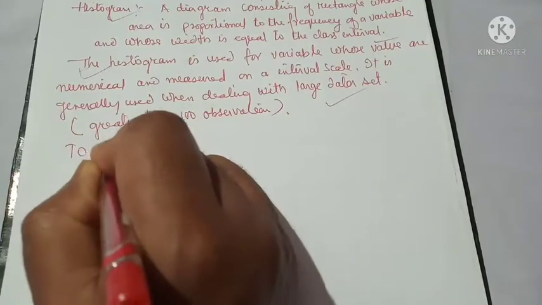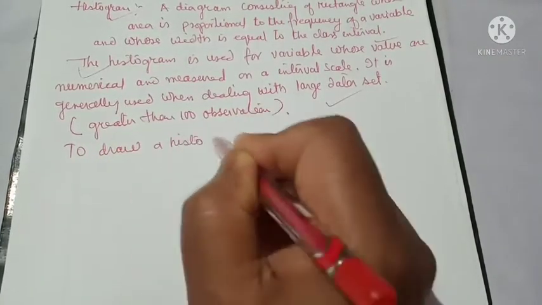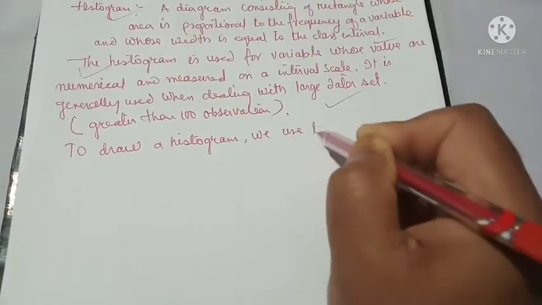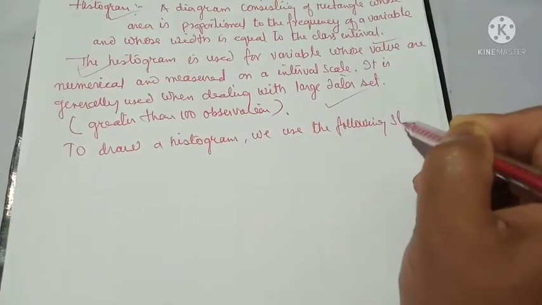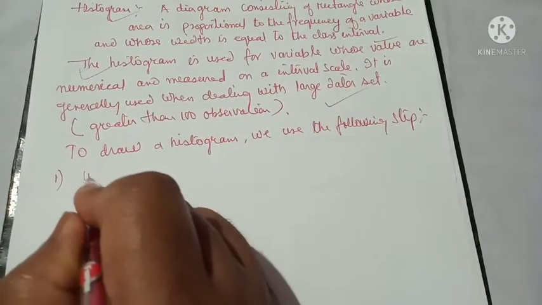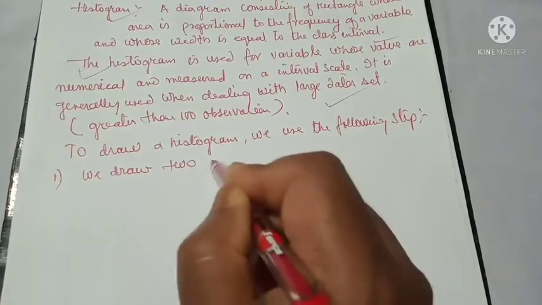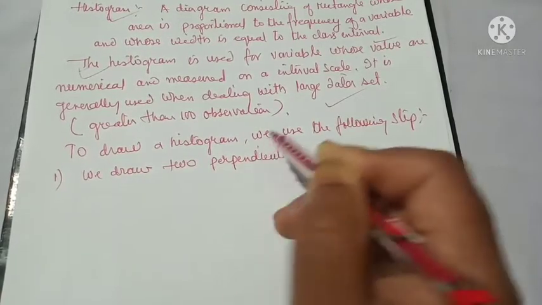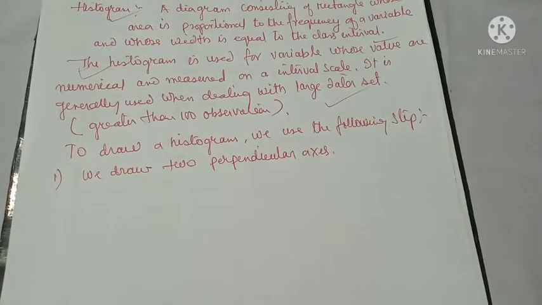To draw a histogram, we use the following steps. See, the first step is that we draw two perpendicular axes. First we have to draw two perpendicular axes, just like we drew the bar graph.